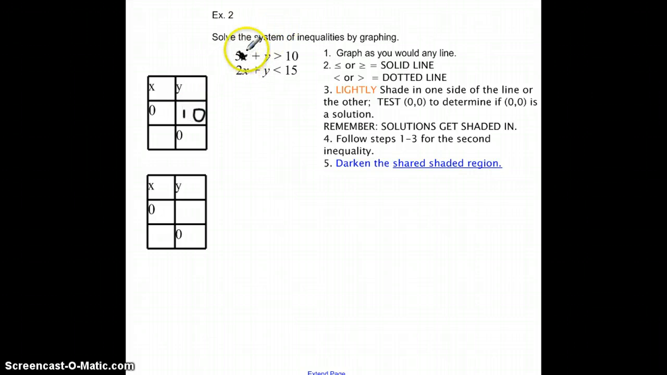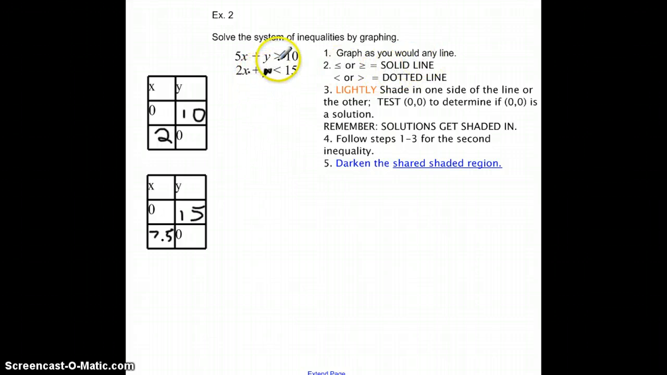Okay. If we plug in 0 for y, 5x equals 10, so x equals 2. Let's do the same thing for the second inequality while we're doing that. Okay, 0 for x, well, y equals 15. And then 0 for y. Sorry, guys. 0 for y, x is going to be 7.5. Okay, so let's graph these.